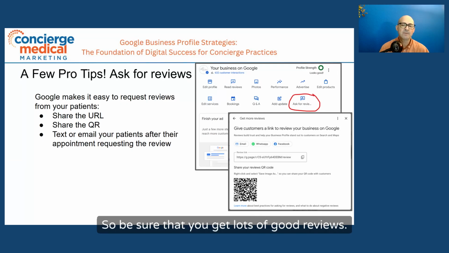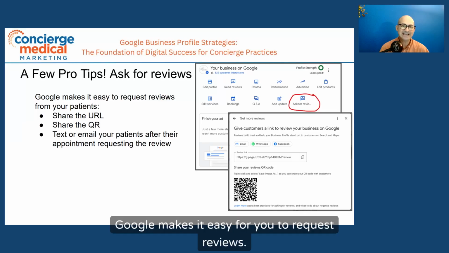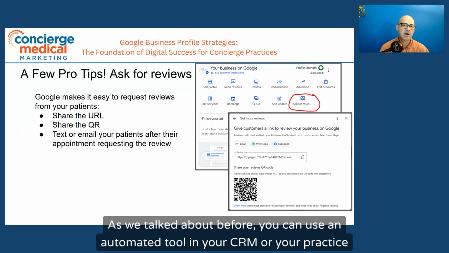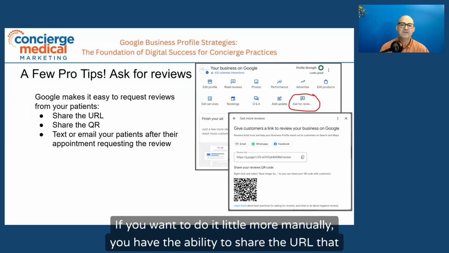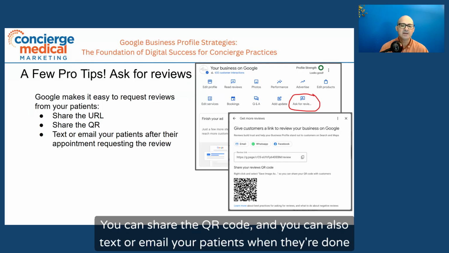So be sure that you get lots of good reviews. All right. Google makes it easy for you to request reviews. As we talked about before, you can use an automated tool in your CRM or your practice management software. If you want to do it a little more manually, you have the ability to share the URL that Google has offered here through the space. You can share the QR code, and you can also text or email your patients when they're done with their appointment.